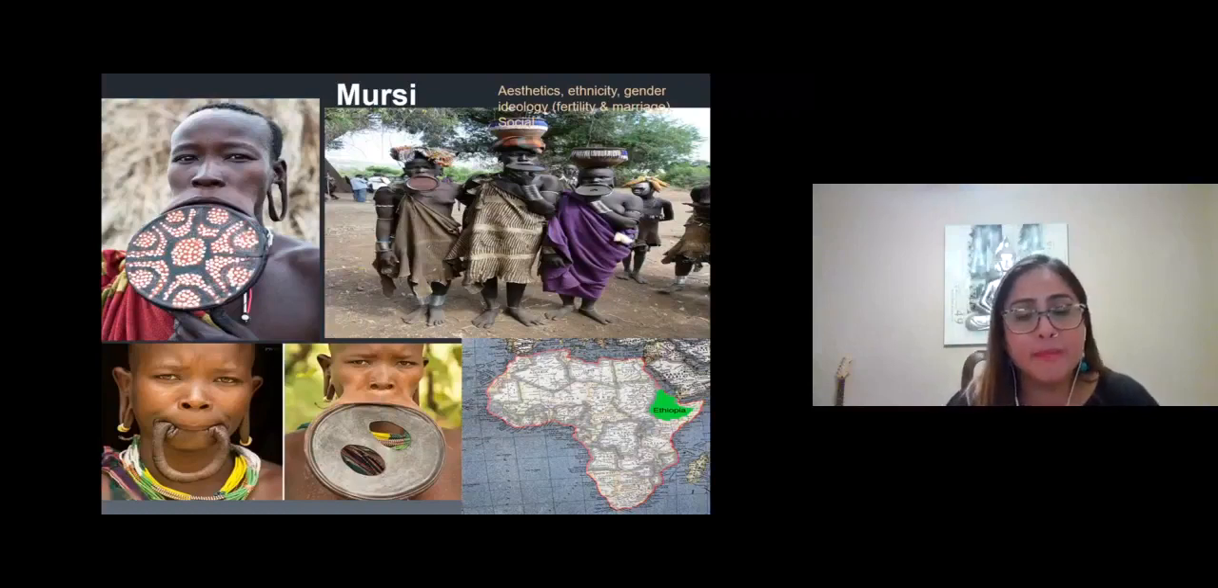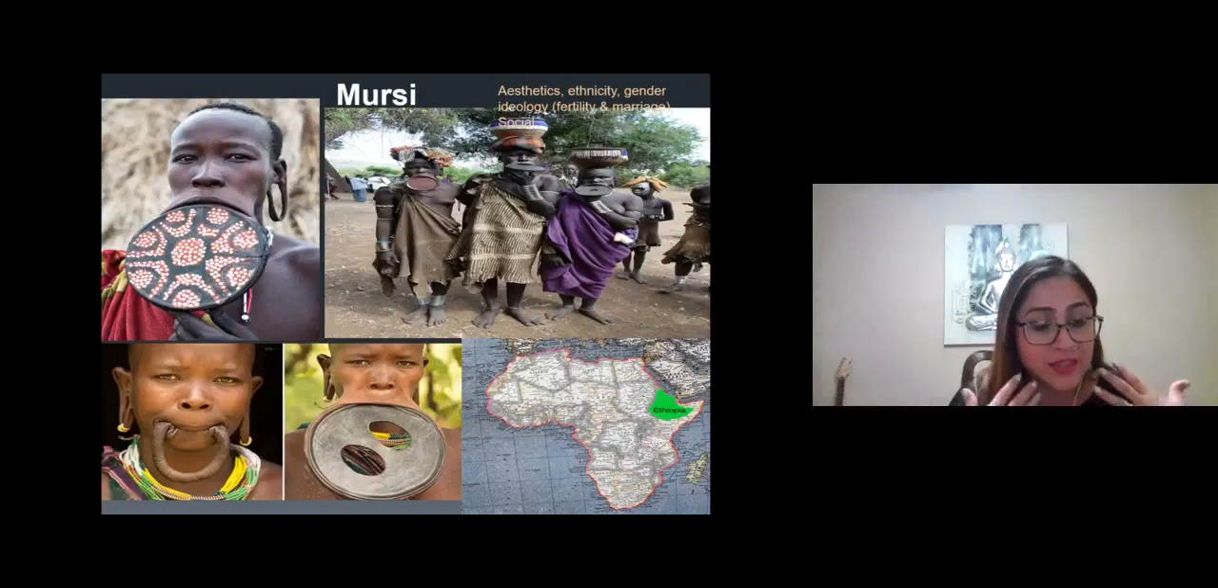And this is another form of body modification that also represents aesthetic, ethnicity, and gender ideology. This represents that the girl is now available for marriage and has entered puberty and is now in the reproductive stage. So here the fertility is expressed, just as the Chinese foot binding is worn on the feet, here it is worn on the lips. Now, the Mercy tribe, they are actually called the Mun, M-U-N.